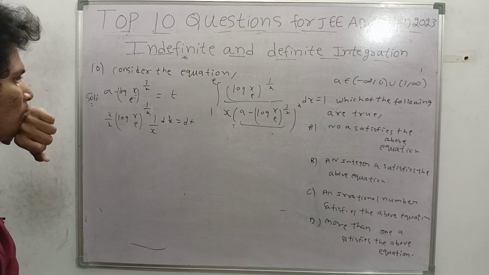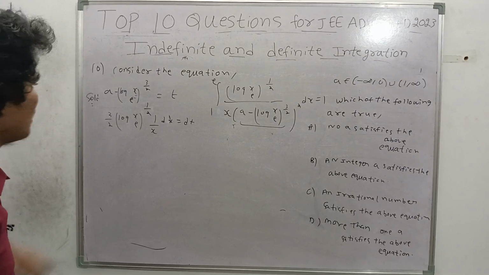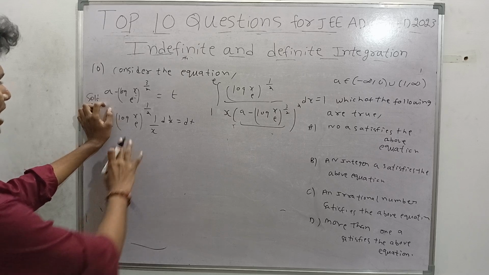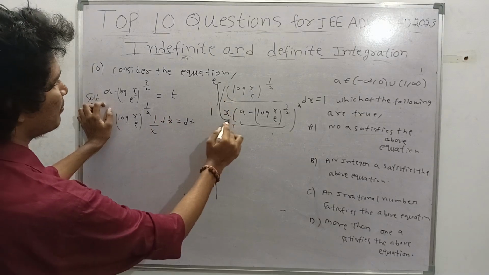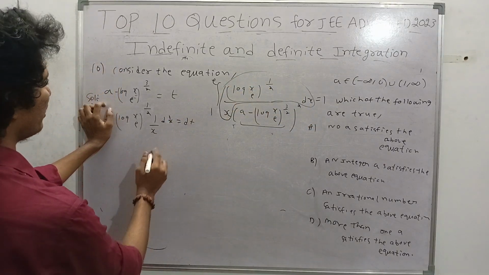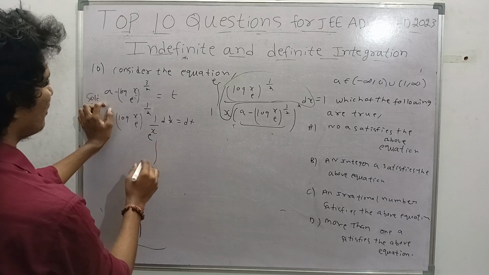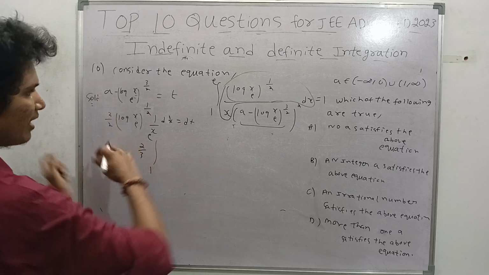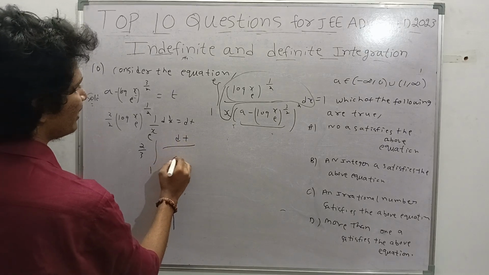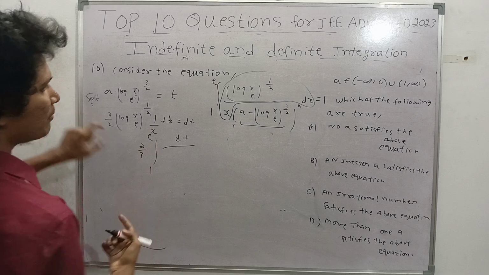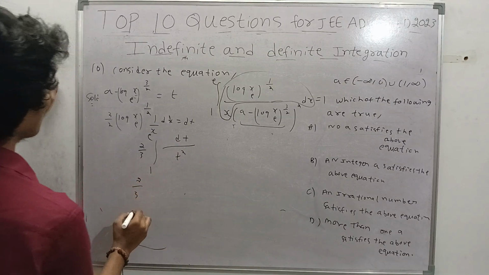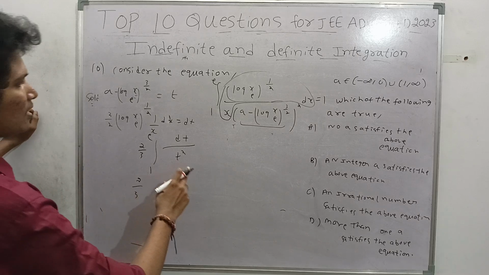It is 1 by 2. Now, if you observe carefully, if you remove this 3 by 2 part, and if you observe this complete thing, it is completely converted into dt. So it will be 1 by e. And here 3 by 2 will be 2 by 3 when I move it downwards. So it will be dt divided by t, so it will be t square. So 2 by 3. And also we have to change the limits now.